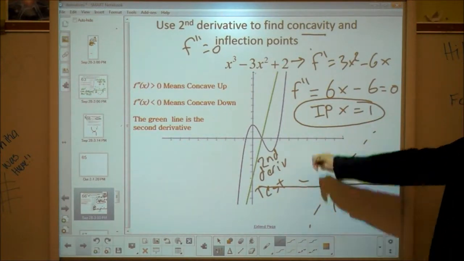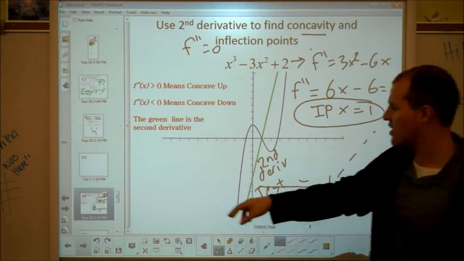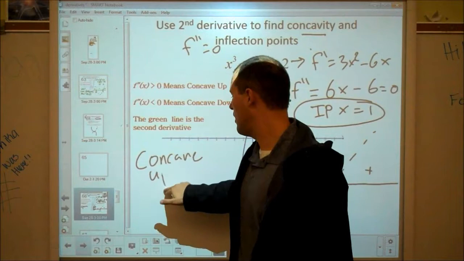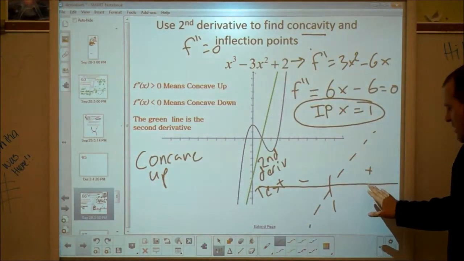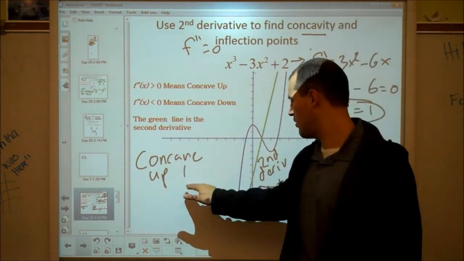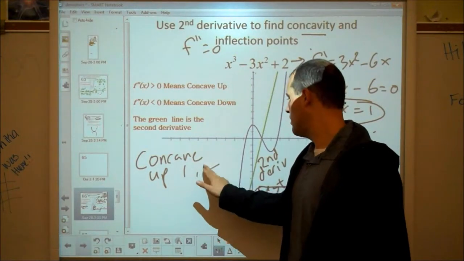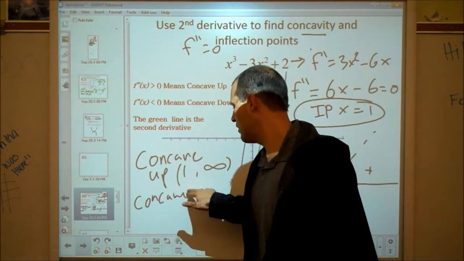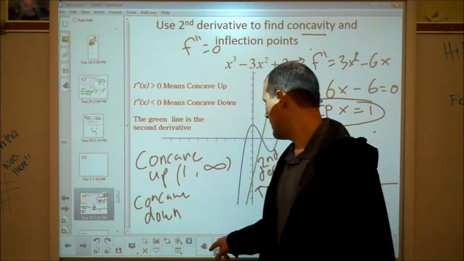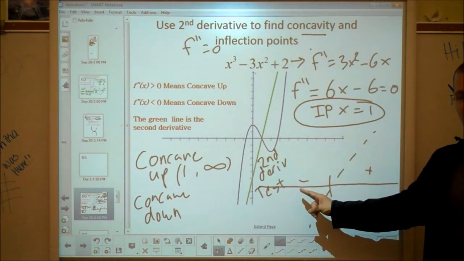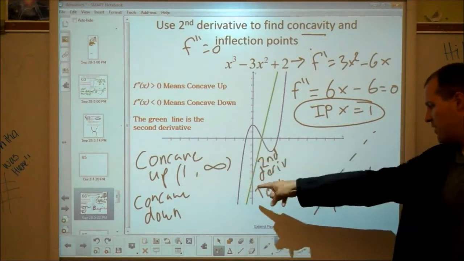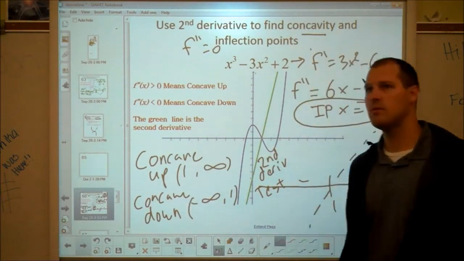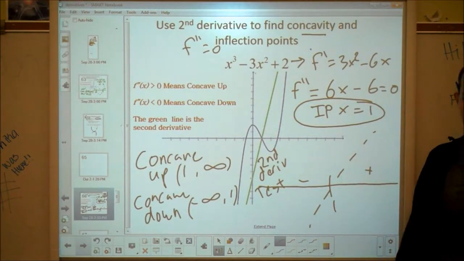And so what that allows us to do is then write our concavity out. So I'm going to do concave up. Where does that happen? Where we see the plus sign. So that would go from 1 on to infinity. So concave up from 1 to infinity. And then we also need to say concave down. Where does that happen? Where I see the minus on my second derivative test. That would be from negative infinity all the way up to 1. And so there we go. We've answered the question.